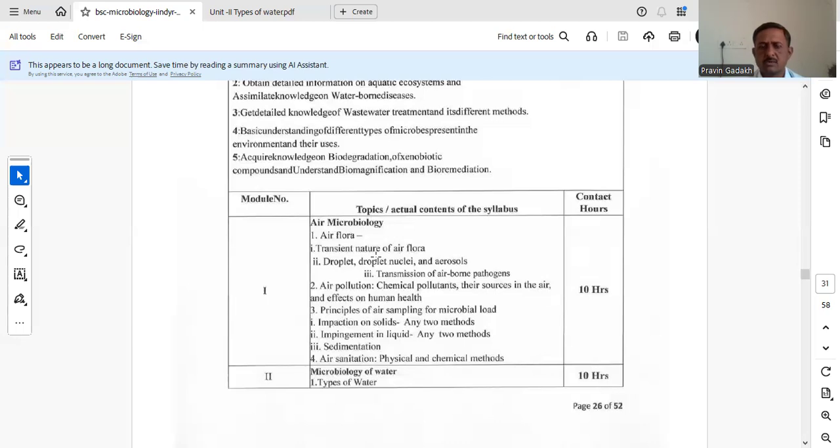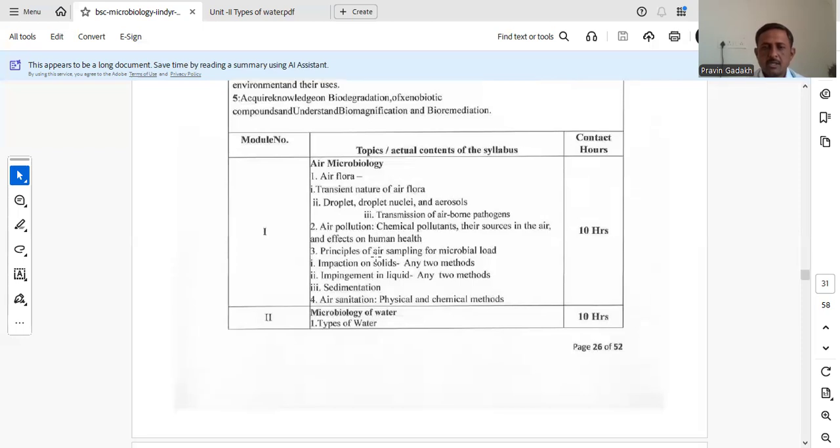Here we will discuss different methods, such as the solid impaction method, which can be used to determine the air quality. Again, we have to discuss the liquid impingement method. Another one is the sedimentation method. All these methods are used for air sampling and to determine the quality of the air. Also, we have to discuss air sanitation, the chemical and physical methods of air sanitation.